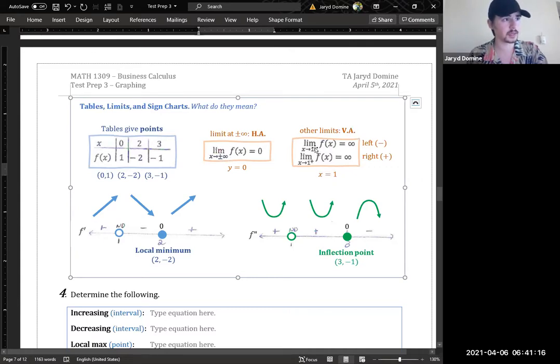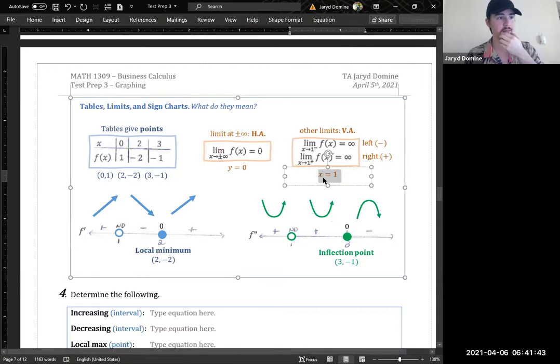We have other limits here. We have a limit as we approach 1 from the left, that's the negative, and from the right, that's the positive. In either case, we're going up to infinity. So at x equals 1, when we come in from the left, we're going up to infinity, and when we come in from the right, we're going up to infinity. This is what it's going to look like at x equals 1. So there is a vertical asymptote at x equals 1, and we'll draw this in later.